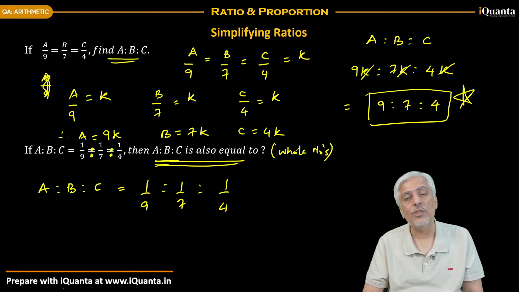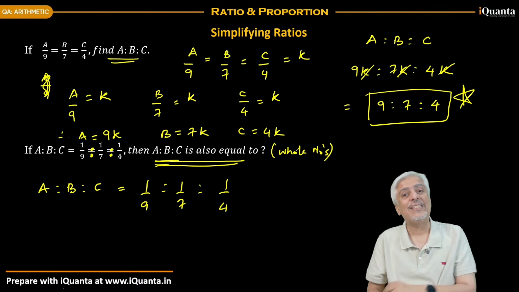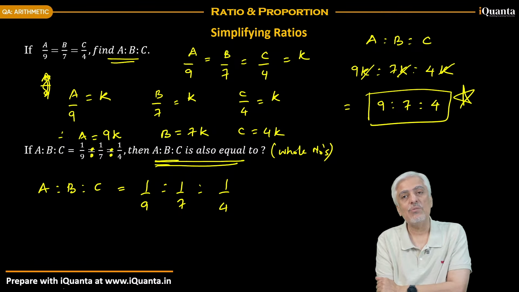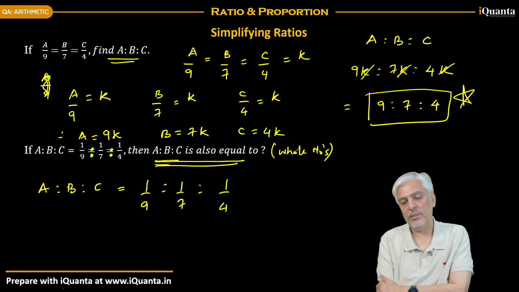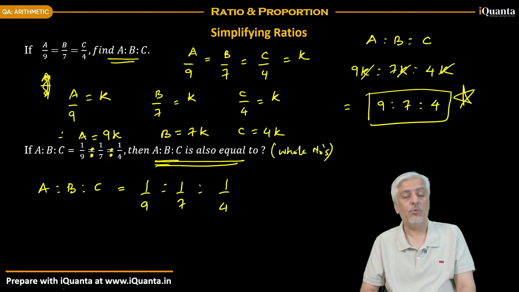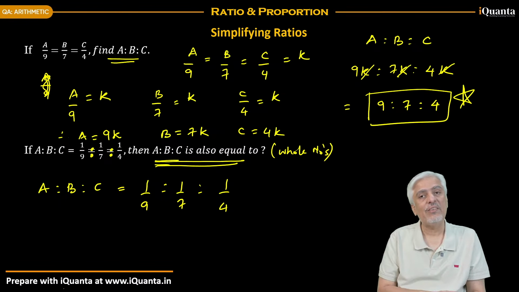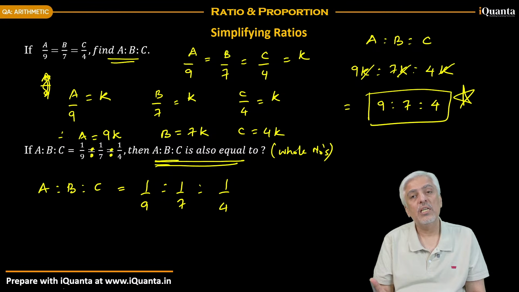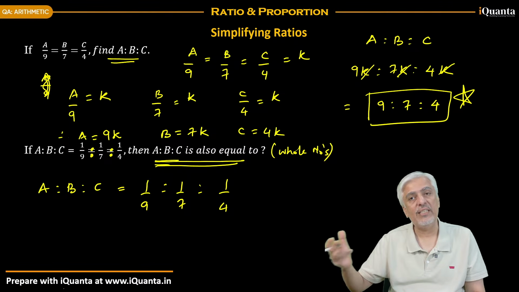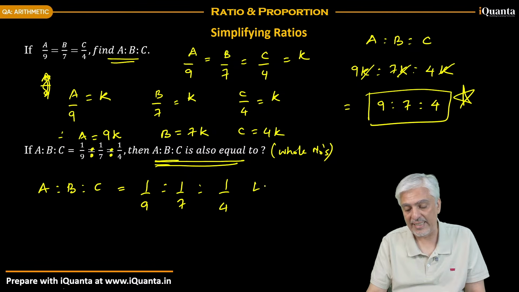So now over here you require a little bit of knowledge from LCM. You need the LCM of 9, 7 and 4. Anybody, LCM of 9, 7, 4? LCM of 9, 7, 4 is 9 into 7 into 4 because there's nothing common. So LCM is, don't even find it. Just write it like that. LCM is 9 into 7 into 4.